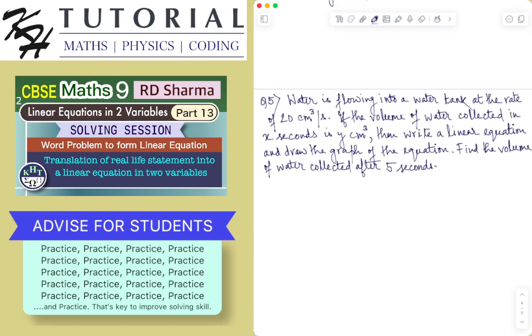Water is flowing into a water tank at the rate of 20 centimeter cube per second. If the volume of water collected in x seconds is y centimeter cube, then write a linear equation and draw the graph of the equation.